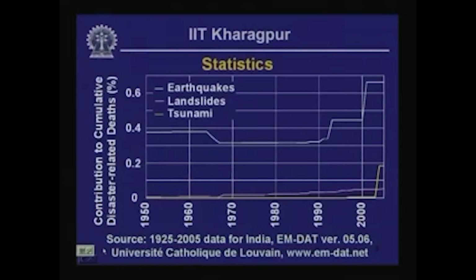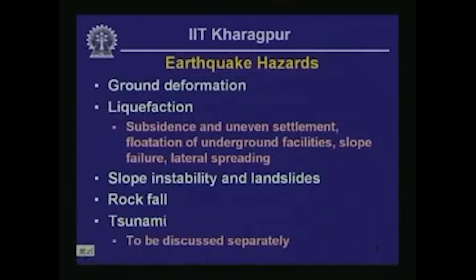So relatively speaking, earthquakes are much more important than landslides and tsunami if you consider only geologically triggered natural disasters. But even then, the contribution of each one of these factors is relatively modest if you consider the total amount of disaster related casualties. Okay, with that said, let's get into earthquake hazards. We have discussed some of it in the previous set of lessons.